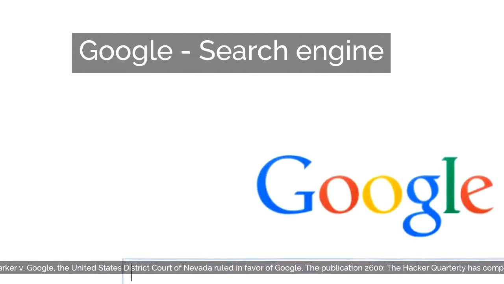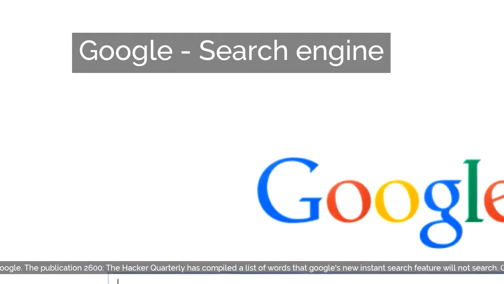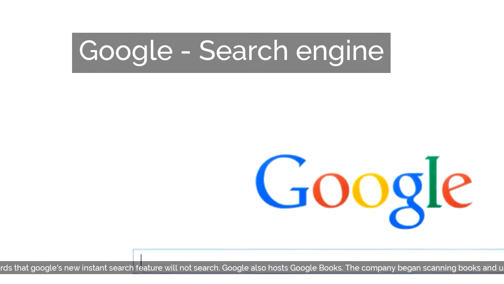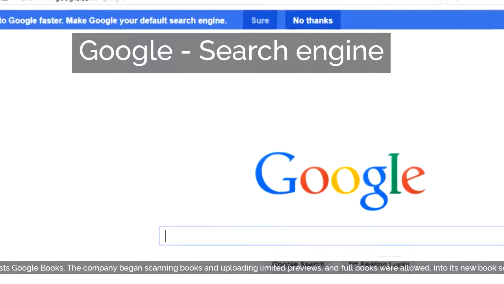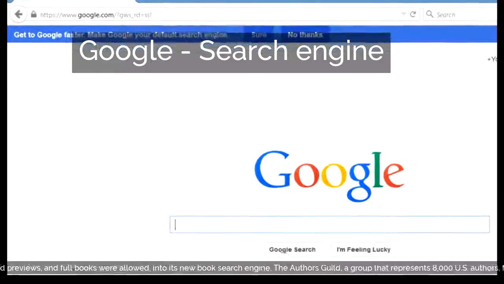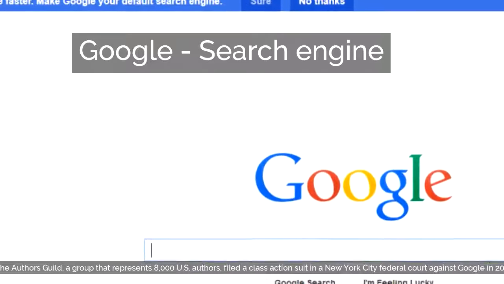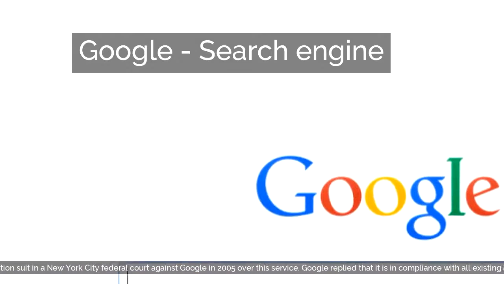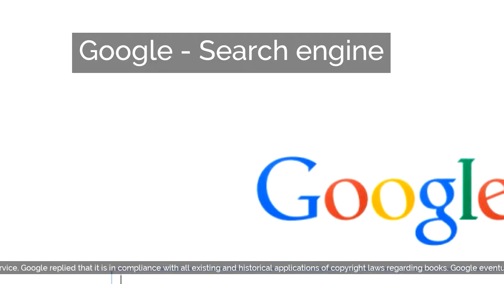The publication 2600, The Hacker Quarterly, has compiled a list of words that Google's new instant search feature will not search. Google also hosts Google Books. The company began scanning books and uploading limited previews, and full books were allowed, into its new book search engine. The Authors Guild, a group that represents 8,000 U.S. authors, filed a class action suit in a New York City federal court against Google in 2005 over this service. Google replied that it is in compliance with all existing and historical applications of copyright laws regarding books.